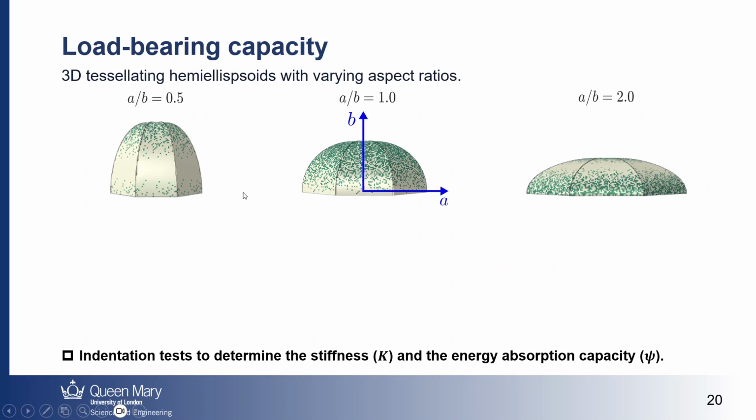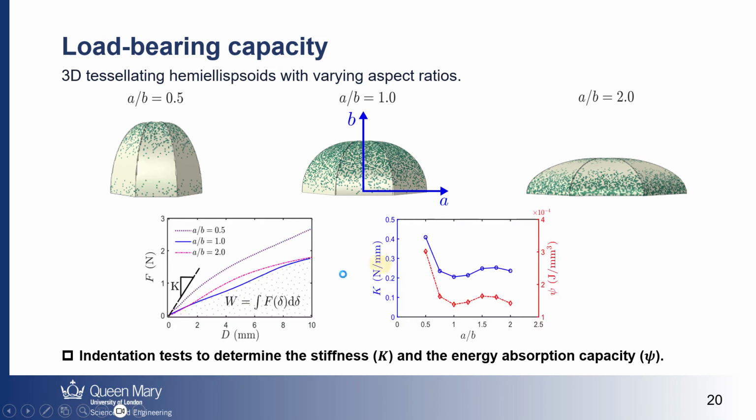For the load-bearing capacity, we can also vary the shapes from very elliptical shapes to a hemispheric shape to very flat shapes, and they show very different stiffness looking at the curves. And by varying their aspect ratios, we can see the stiffness at the beginning is very stiff on the left-hand side until they get quite small, reaching a plateau. That means the curvatures or the aspect ratios influence the load-bearing capacities.